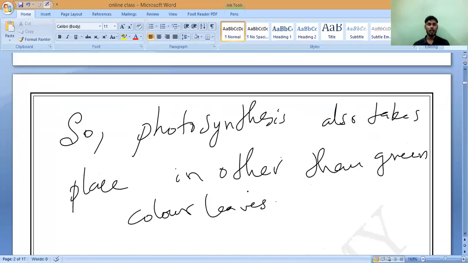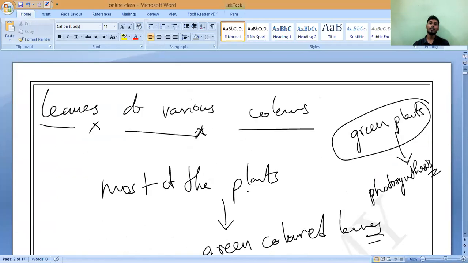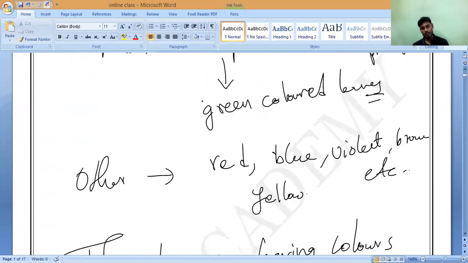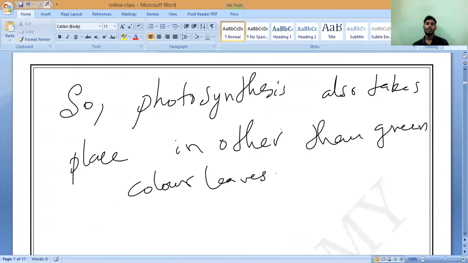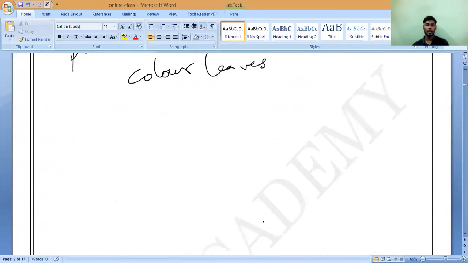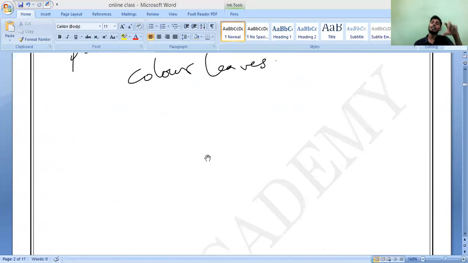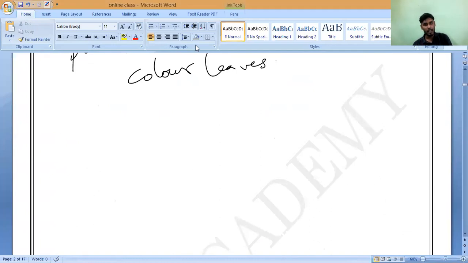So this is all about leaves of various colors other than green. What else do leaves other than green have? They also have chlorophyll and carry out the chemical reaction called photosynthesis. Now, is photosynthesis taking place only in the leaves? No, sir. In cactus and all, it takes place in the stem.